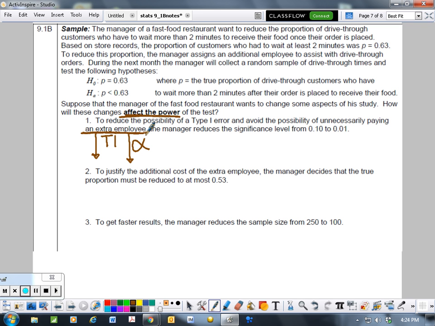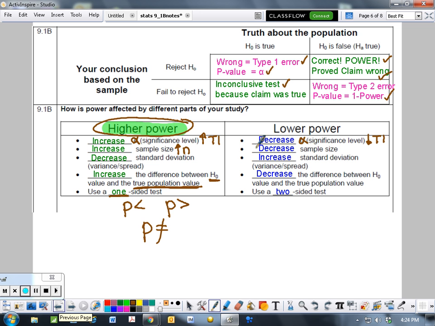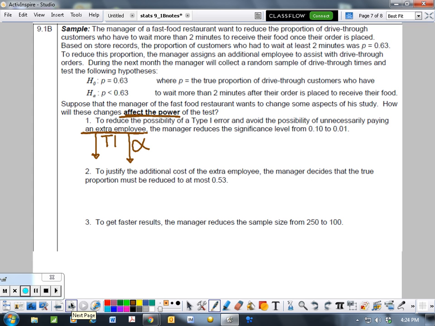How is that going to affect our power? If we decrease our alpha, or decrease type 1 error, that's going to lower our power. Or as I like to write, lower power, because I'm lazy. To justify the additional cost of an extra employee, the manager decides that the true proportion must be reduced to at most 0.53. So now these values are changing to 0.53. So I'm changing the H0 to 0.53.